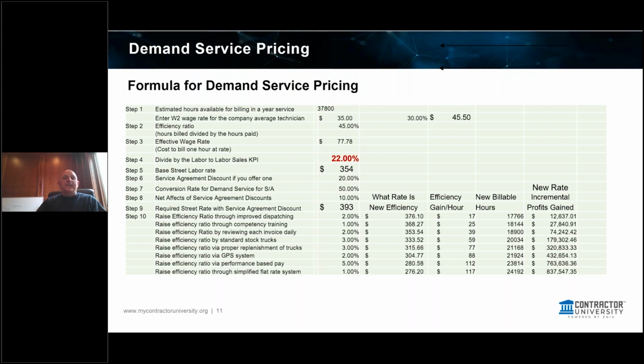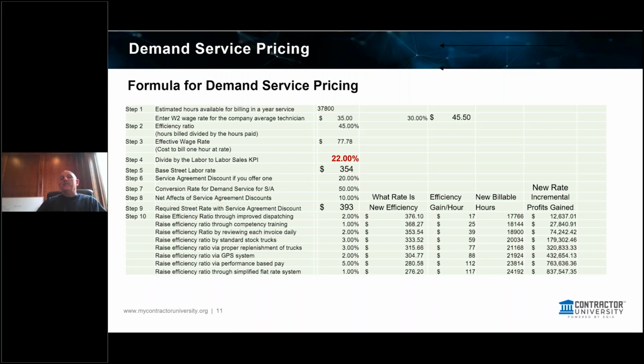At 45%, that gives me step 3, which is $77.78. This is this company's effective wage rate to actually bill 1 hour. So I'm recognizing that 55% of my time is non-billable, 45% will become billable. So I actually have to wage out at almost $78 basically to get 1 billable hour. So the rate that I have to set at this particular point has to accomplish the idea of covering up the sins of the $78 cost of wage, which is basically a $35 at 45%.